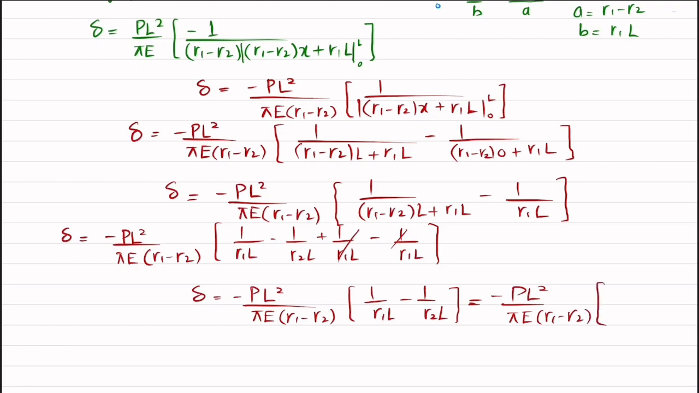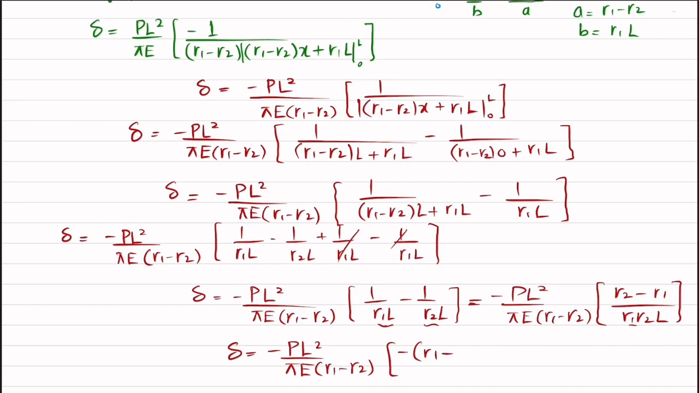So if you take the LCM of these two terms, that will be equal to R1 R2 into L, and if you take this value and divide by R1 into L, you will get R2, and similarly for this we will get R1. Now you will get delta is equal to minus PL square over pi into E into (R1 minus R2), and if you want to convert this R2 minus R1, take minus as common, so it will be equal to (R1 minus R2) divided by R1 into R2 into L.